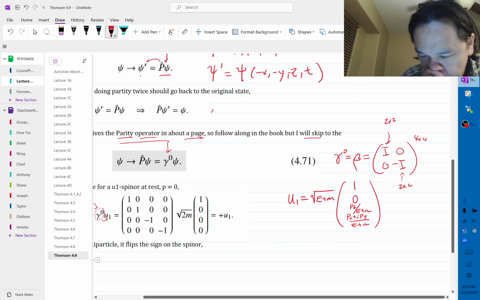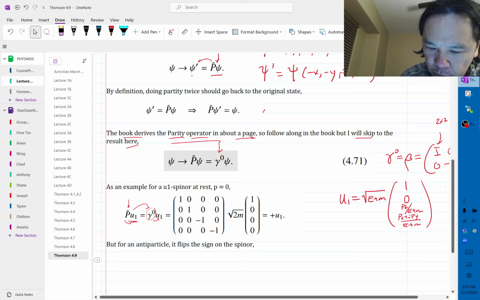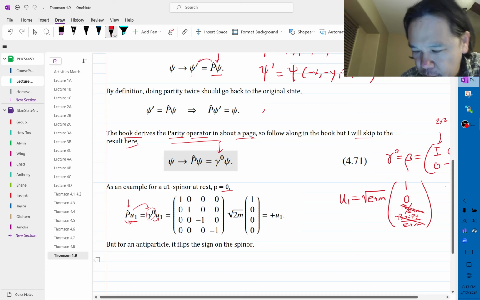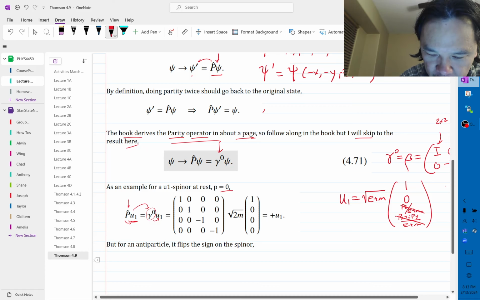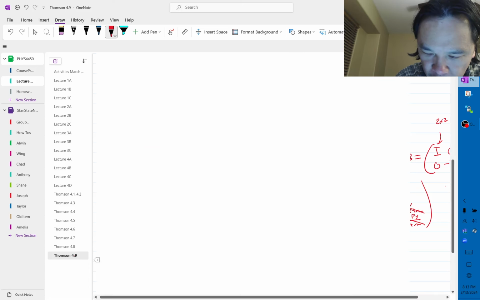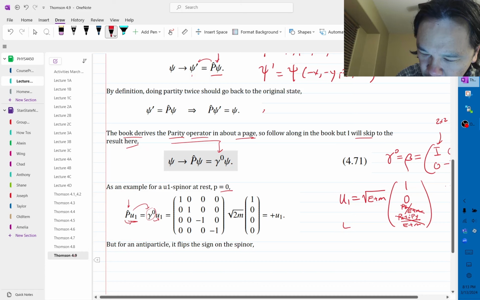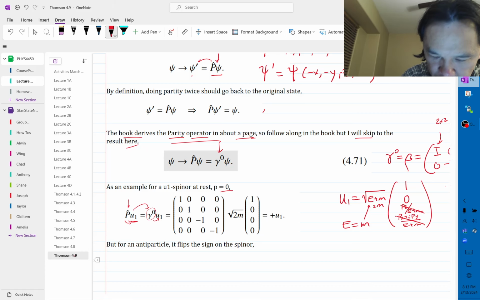That's u1. In the case where the particle is at rest, meaning p is equal to 0, this term goes away and this term goes away. Also, when the particle is at rest, the energy is equal to the mass, so you get twice the mass here, square rooted. We can write the u1 spinor as square root of 2m times (1, 0, 0, 0), because those are all zeros down there.